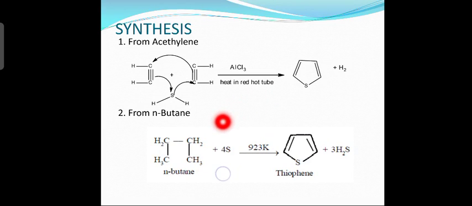Next, from normal butane. Normal butane you can write this way also. The formula is CH3, CH2, CH2, CH3. Normal butane reacts with heated sulfur. Temperature is 923 Kelvin. Heated to this temperature, you get thiophene and hydrogen sulfide. So thiophene and hydrogen sulfide are formed.